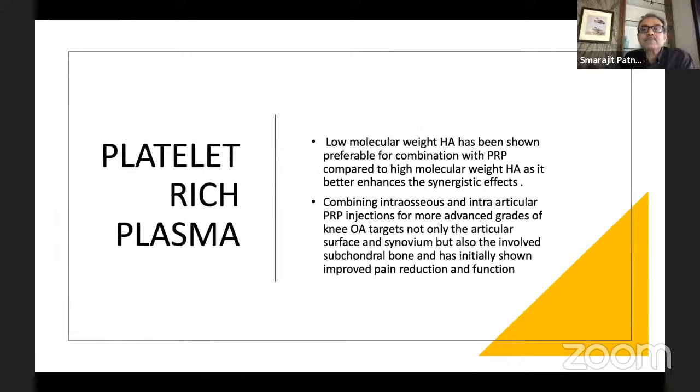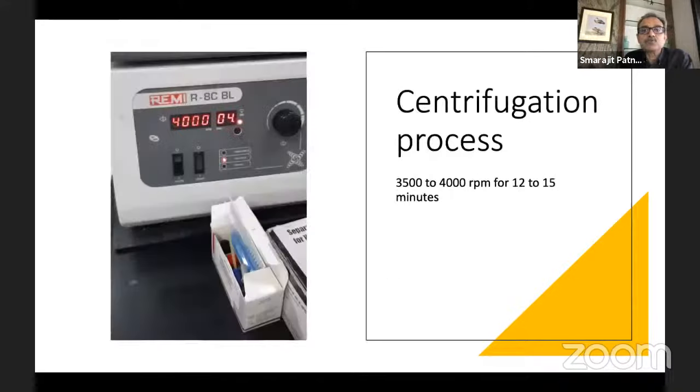Now, these low molecular weight hyaluronic acids have been shown in combination with the platelet-rich plasmas to be slightly more effective. And there is a school of thought where the combination of intraosseous and intra-articular platelet-rich plasma injections in more advanced grades of osteoarthritis not only targets the articular surface and the synovium, but also the involved subchondral bone, and has shown some initial results of improved pain and function even in KL3 and 4 categories.